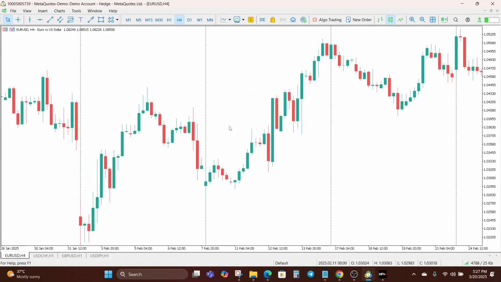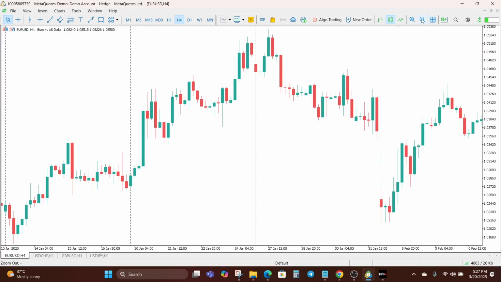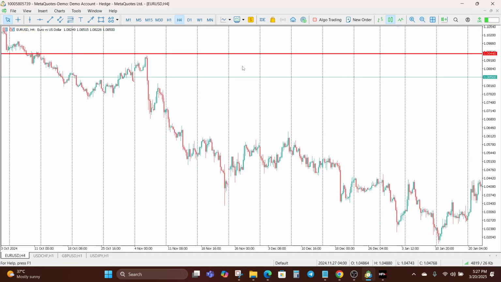You can actually use it on different time frames, any time frame of your choice, but it has to be a trending market. Just ensure that you are using it on a trending market for it to be effective.